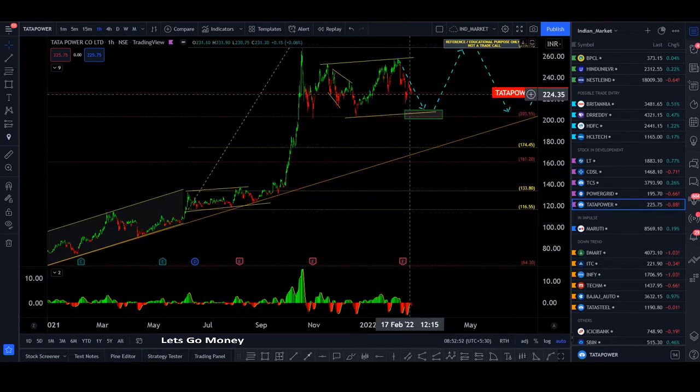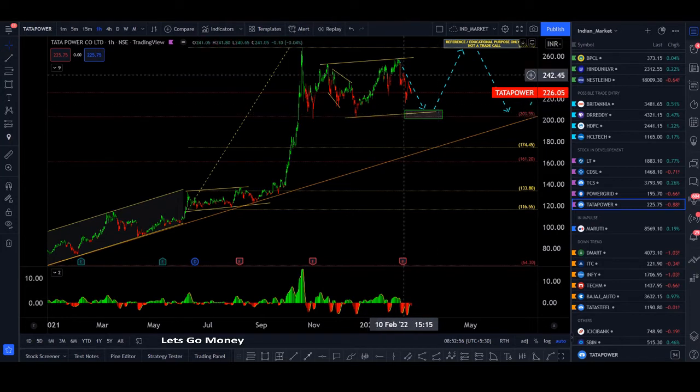TATA Power, yes, same thing. We are expecting this pattern to end. We are in the C wave right now.